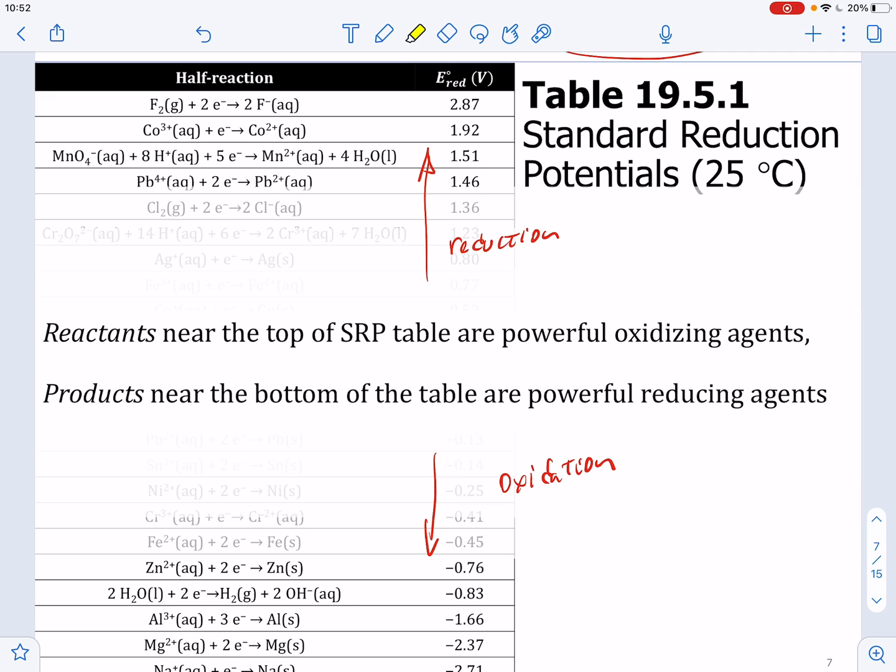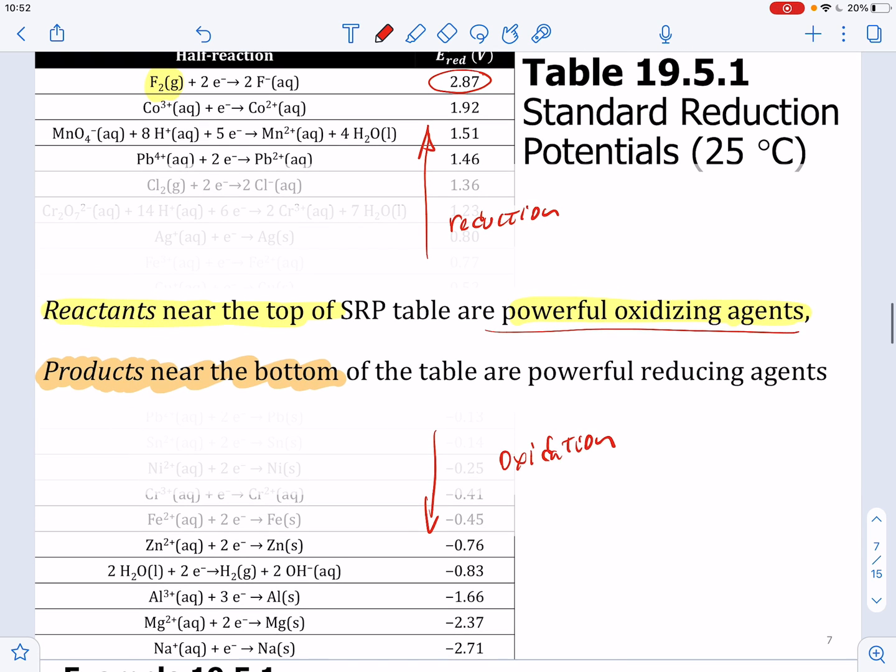Now I want you to pay attention to this. Reactants near the top are powerful oxidizing agents. The reactant, so in this case fluorine here is the reactant, and fluorine is a powerful oxidizing agent, because it has a really high, relatively speaking, positive reduction potential. Now on the other hand, products near the bottom. So if you are going up, you look at the reactants, but if you look down, then you are looking at the products.